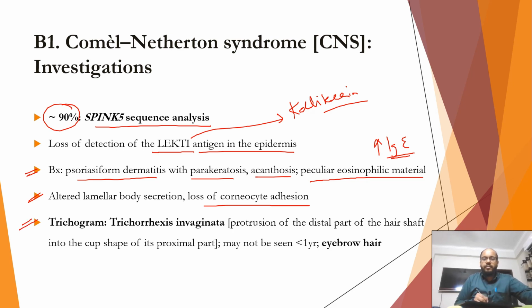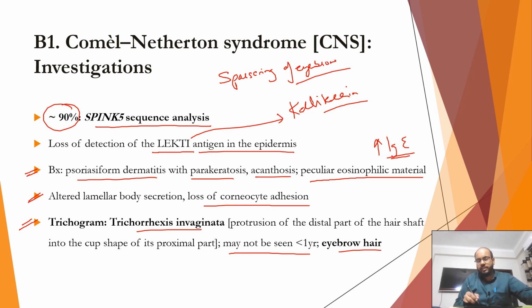We can do a trichogram, which will show trichorrhexis invaginata. I've already told you what it is. It may not be seen in less than 1 year of age. And eyebrow hair is very important. If you want to look at the hair, trichorrhexis invaginata, you pluck some eyebrow hair and you look at it there. The earliest changes of Netherton syndrome is seen in eyebrow hair. So in fact, sparsening of eyebrow hair is one of the signs. So sparsening of eyebrow hair is one of the features in an infant of Netherton syndrome. Okay, so let's move forward.